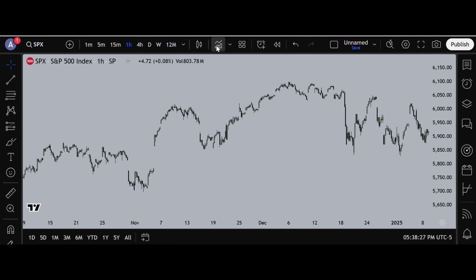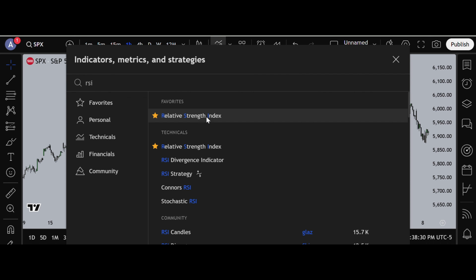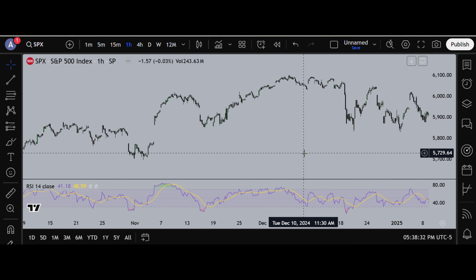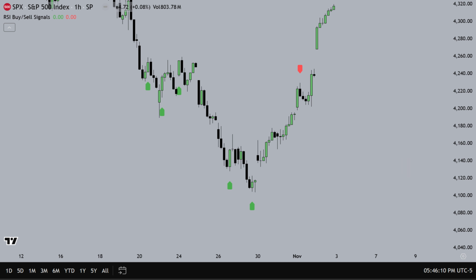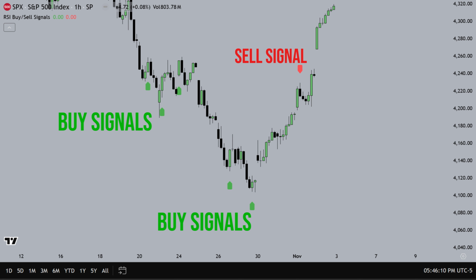Now anyone can simply add the RSI indicator to their chart and read it manually, but I decided to make it easier for you guys and created a script that automatically prints buy and sell signals when RSI presents them.